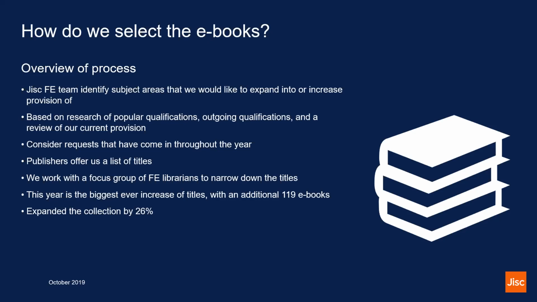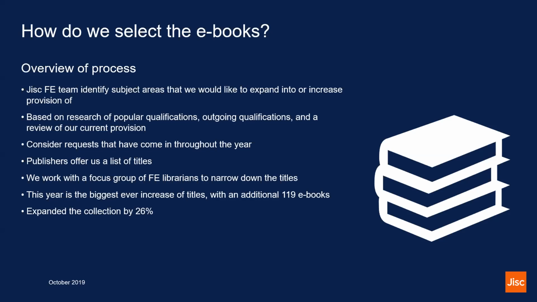Following the call-off, publishers offer us a list of titles which can vary greatly in size from year to year. This year, we had a list of almost 900 ebooks to narrow down. We then work with our focus group of FE librarians to narrow down the titles. We share the complete list with the focus group and ask for comments, as well as a yes, no, and maybe vote for each title.